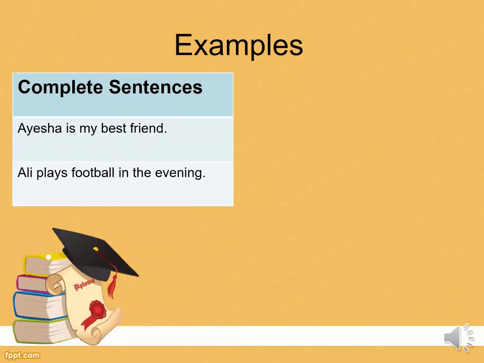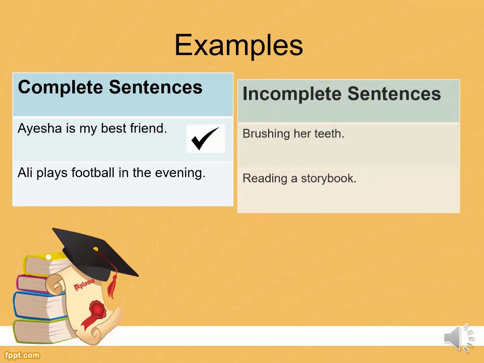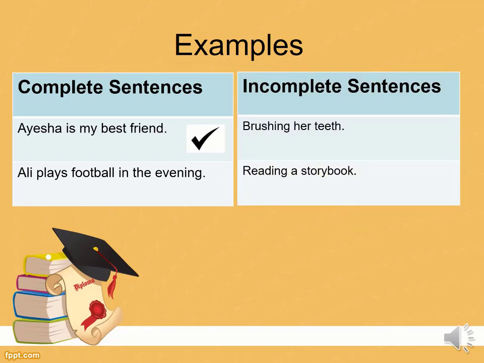Examples of complete sentences are: number 1, Aisha is my best friend. Number 2, Ali plays football in the evening. Examples of incomplete sentences: number 1, brushing her teeth. Number 2, reading a storybook.